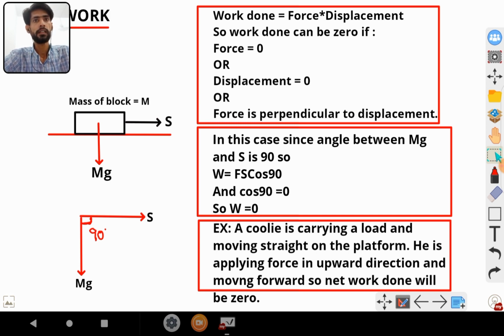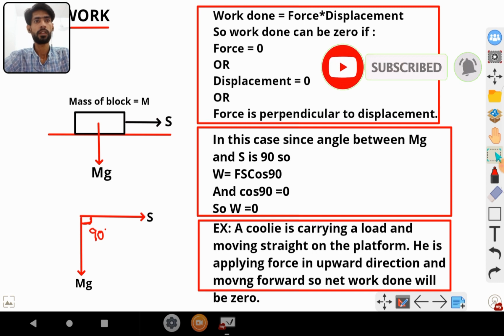Okay, so work done can be 0 since the formula is work done equals force into displacement into cos of the angle between them. So work done can be 0 if F is 0 or displacement is 0 or the angle between force and displacement is 90 degrees. Why 90 degrees? Because work done equals force into displacement into cos 90, and the value of cos 90 is going to be 0. So work done is equal to force into displacement into 0, and work done will be equal to 0. Clear? We can understand it better with a real life example.